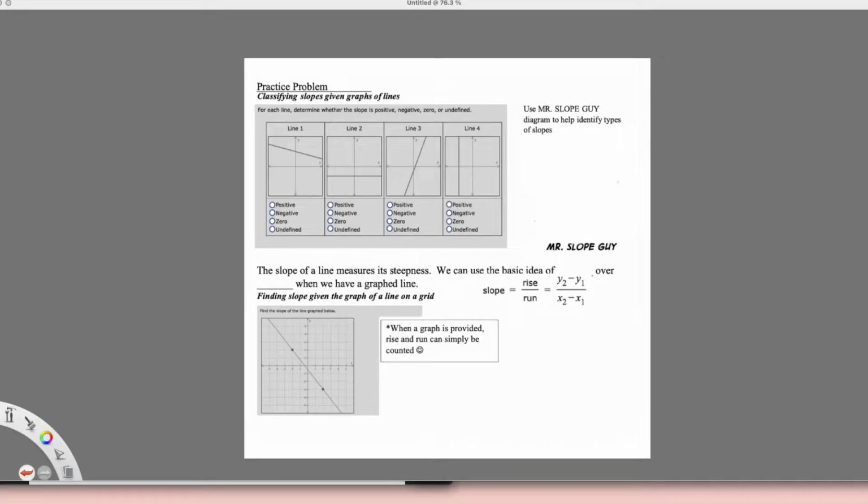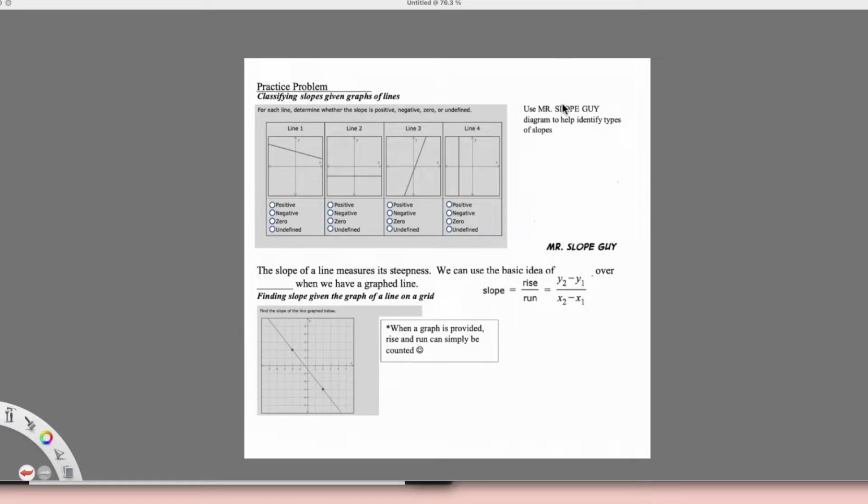Alrighty, so in this video we're going to start talking about slopes. First we're going to just look at classifying a slope. You know, is it negative, is it positive, is it zero, is it undefined? These are all ways to classify a slope. And then we're going to look at how to calculate a slope.